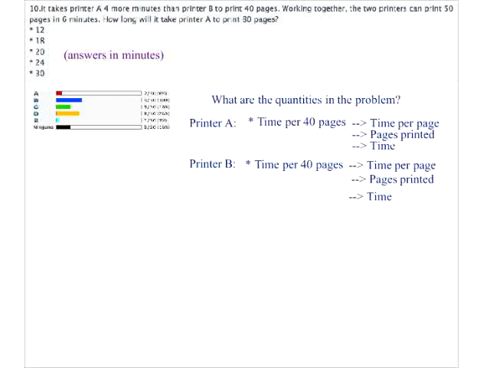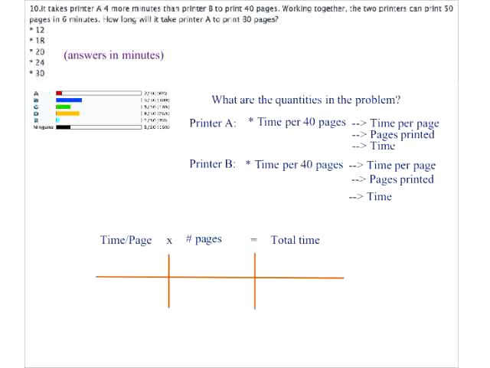This may not be the easiest thing in the world, but if you have time per page, what can you multiply that by? Time per page times what is going to equal what? Chat box. Time per page times how many pages equals total time. So number of pages times time per page equals total time. So what do we do with time per 40 pages?